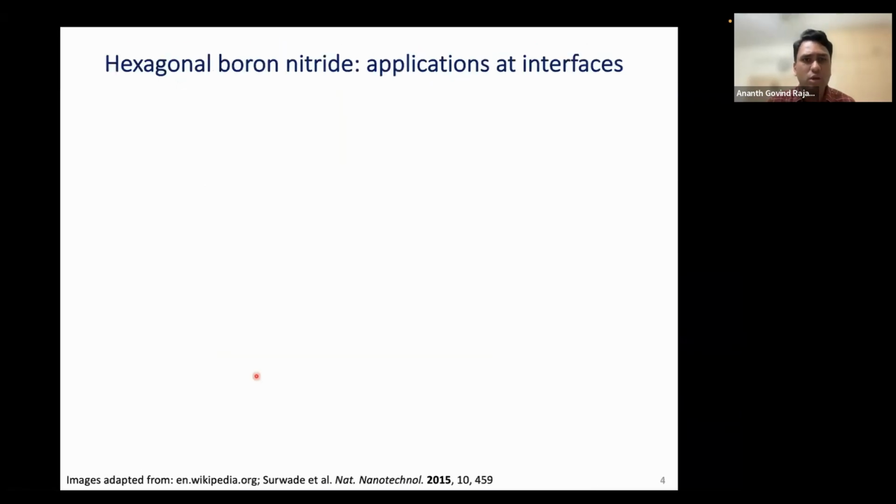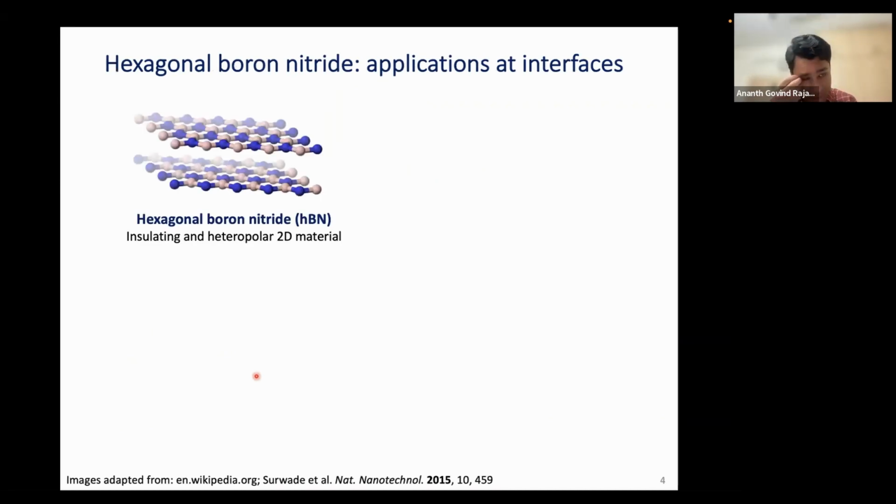So with that background of what the group does, I'm now going to delve into the talk, which is focused on applications of boron nitride at interfaces. And like I said, this is an insulating and heteropolar 2D material consisting of alternate boron and nitrogen atoms in a hexagonal structure inside a single layer.